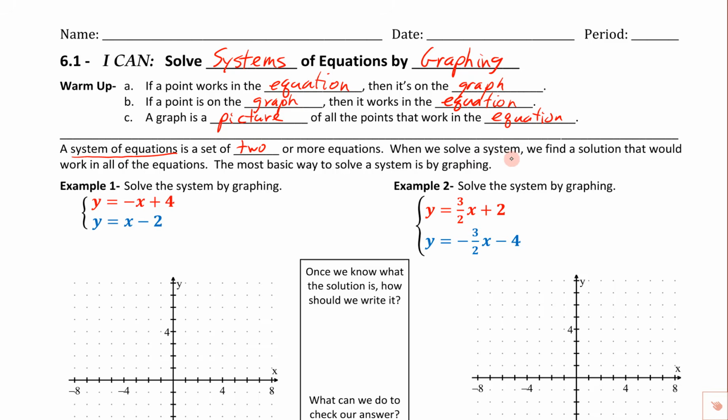So when we solve a system of equations, here's what we do. We find a solution that would work in all of the equations at the same time, and the most basic way to do this is we solve these by graphing. Okay, so we've got to make sure that whatever answer we get works in all of the equations, so it's got to work in them at the same time. Sometimes you might even hear this referred to as solving a system simultaneously. So it's got to work in all of the equations at the same time.